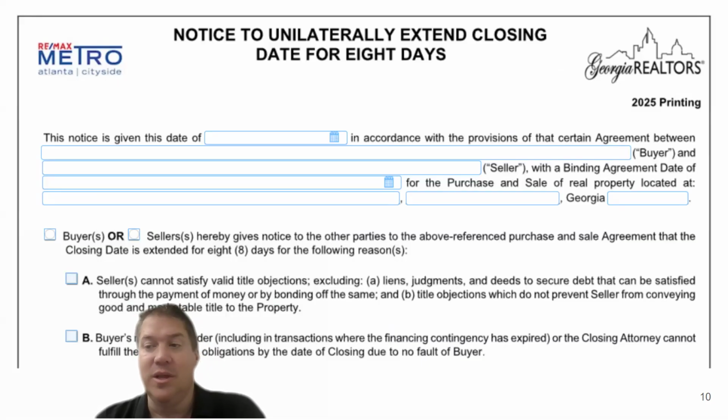There's not a correlation between these check boxes, these radio buttons here for buyers or sellers, or the options, and there's only two options. It's either the sellers cannot satisfy valid title objections, or the buyer's mortgage lender or closing attorney cannot fulfill their respective obligations. That's it. That's the only two reasons that I can do an 8-day unilateral. So you have to check one of those. What I love about how it's spelled out, and I feel like this changed relatively recently, it used to be a little bit more open-ended.